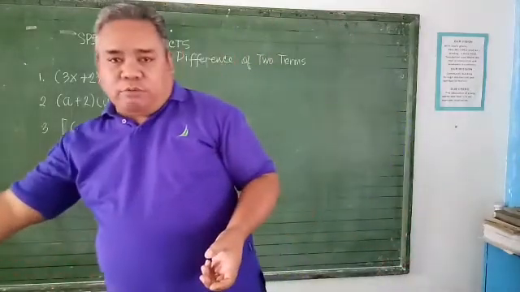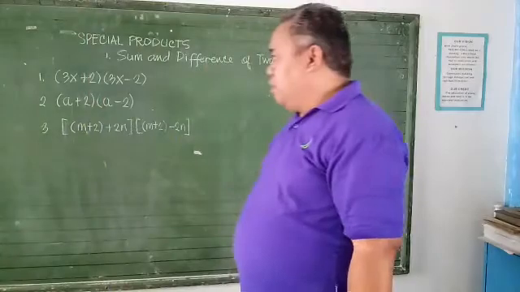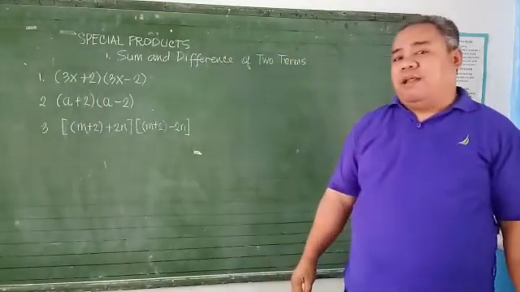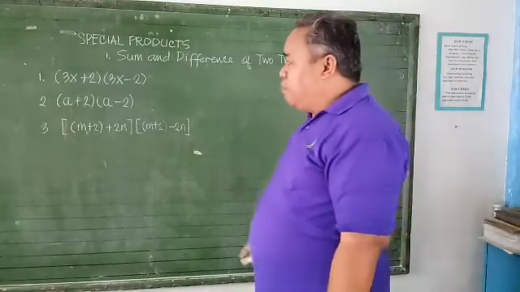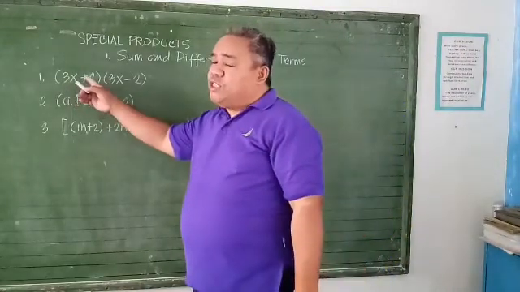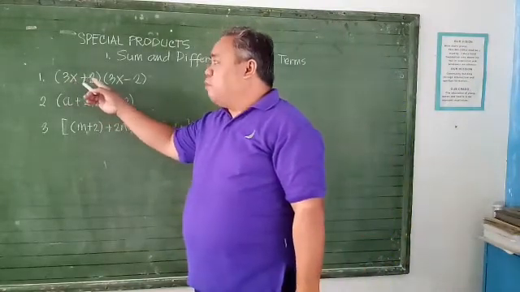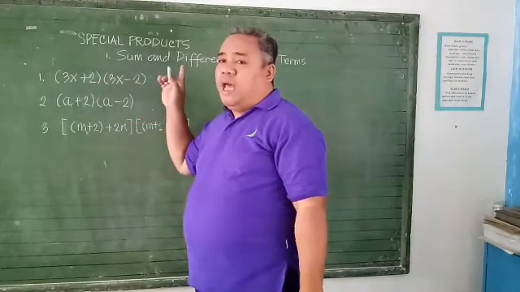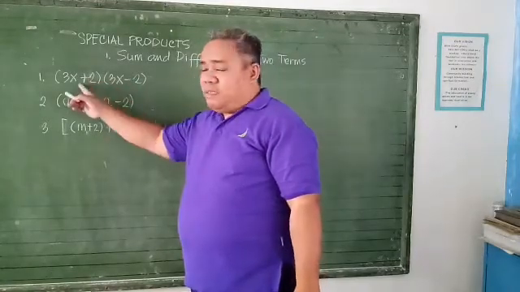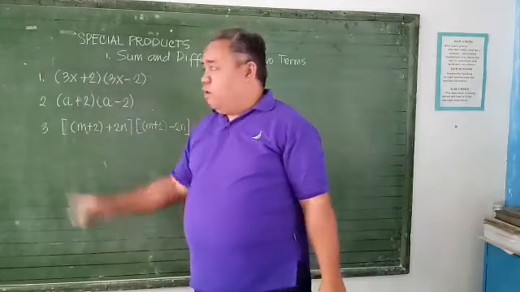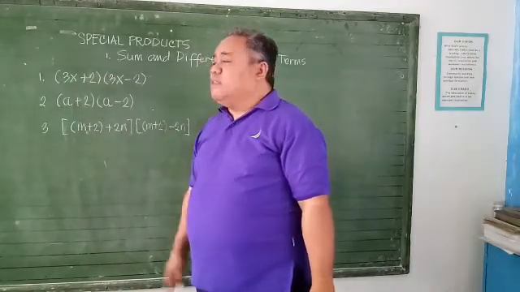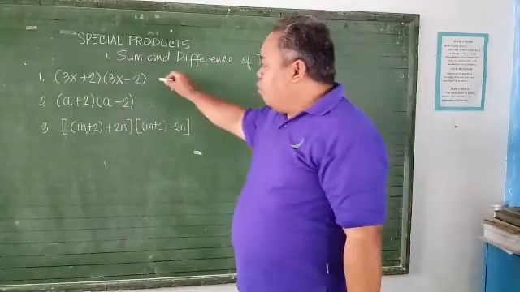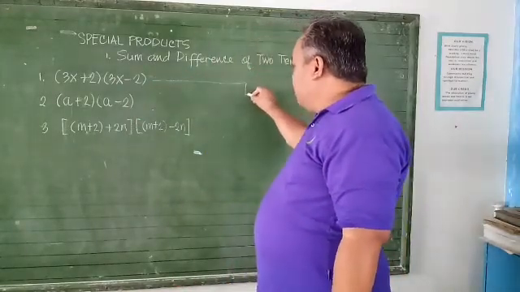The first one is what we call the sum and difference of two terms. So, paano natin malalaman na ang given ay may sum and difference of two terms? Tingnan natin yung example sa number 1. So pareho siya, may 3x tapos 2, then 3x minus 2. Ang kaibahan lang nila, magkaiba sila ng operation. So this one is positive, that is addition, the other one is negative, which is subtraction. So how are we going to solve this type of problem?